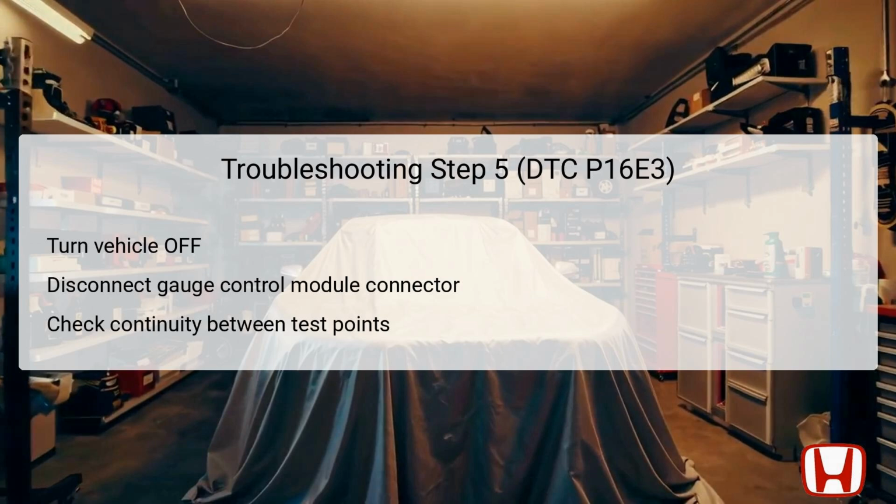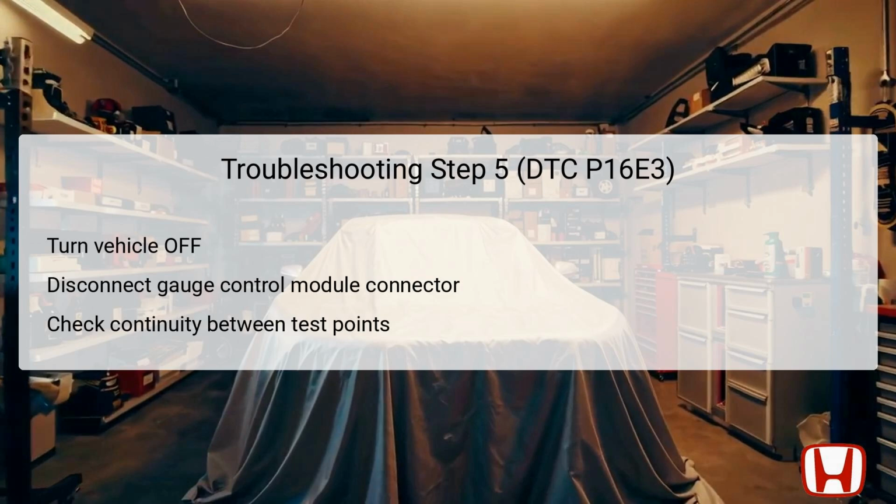Start by turning the vehicle off and disconnecting the gauge control module's 32P connector. As in previous checks, test for continuity between test points to ensure there are no breaks in the communication line. At this point, you will check the same number 2 terminal of the battery sensor connector to body ground.